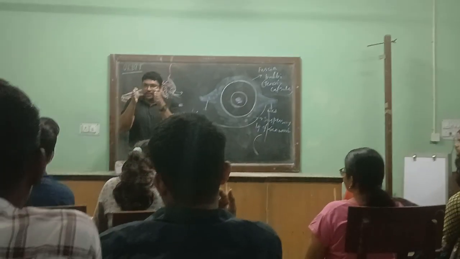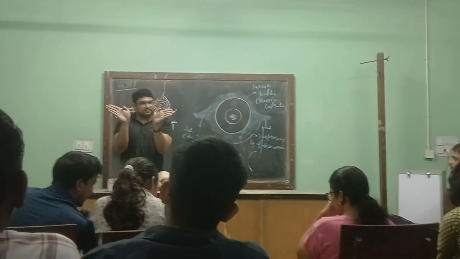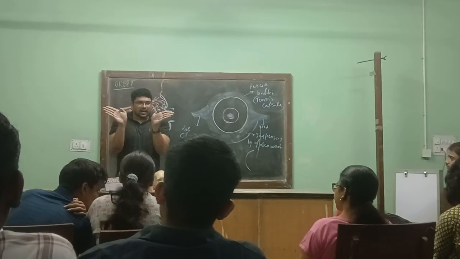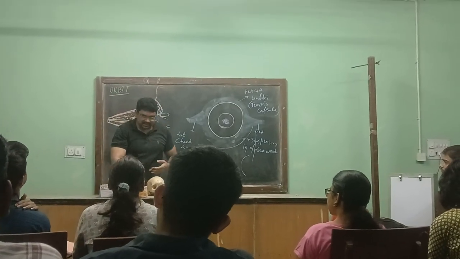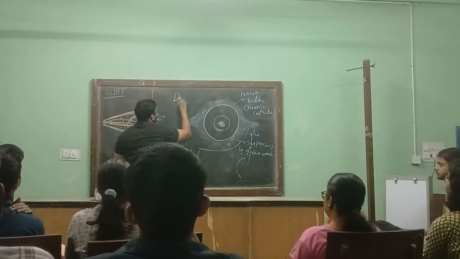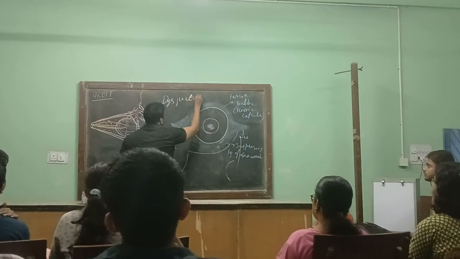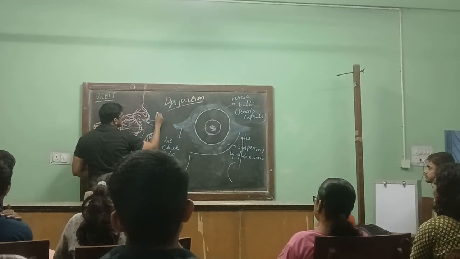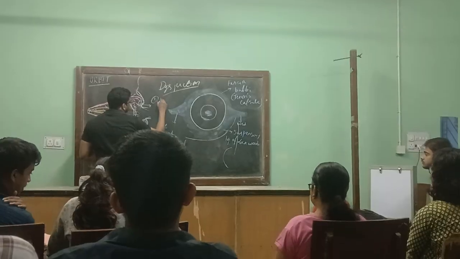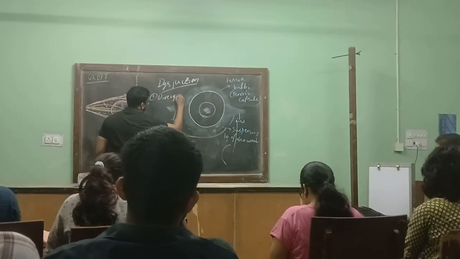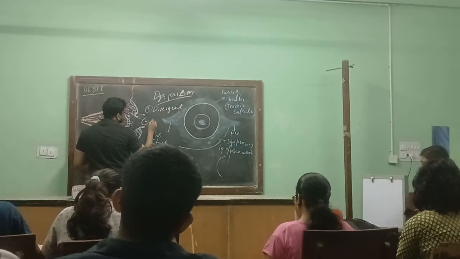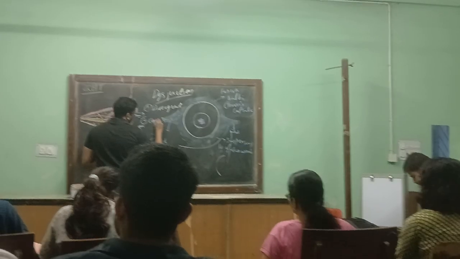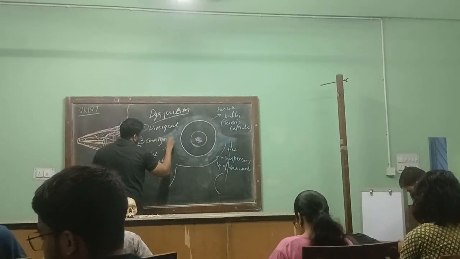So whenever the corneas are moving in this manner, so what is this called? Either this side or this manner. Abnormal. That is called the disjunction, which contains one is the divergent and the convergent.